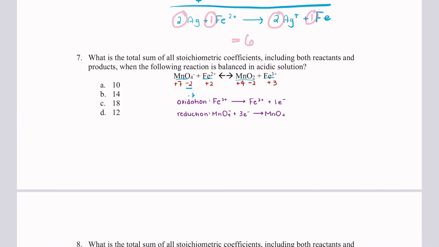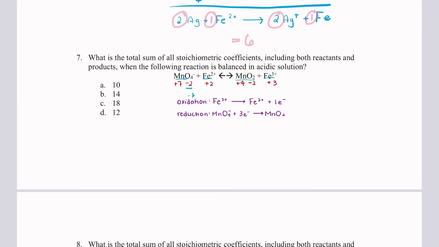Now we're going to look at iron. Iron 2+ ions have an oxidation number of +2. And in the product, iron 3+ has an oxidation number of +3. That means iron increases its oxidation state from +2 to +3. That indicates to us that it's lost an electron and is oxidized.